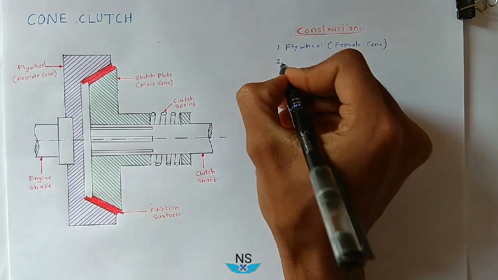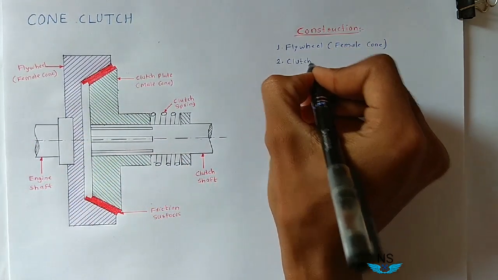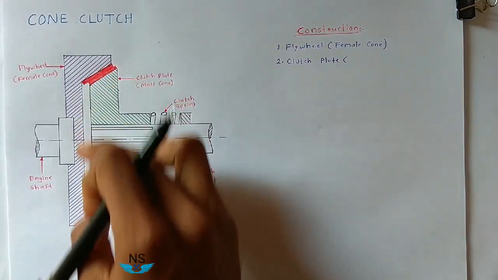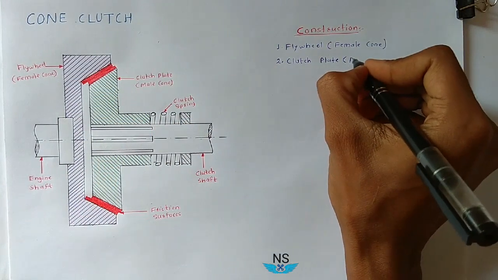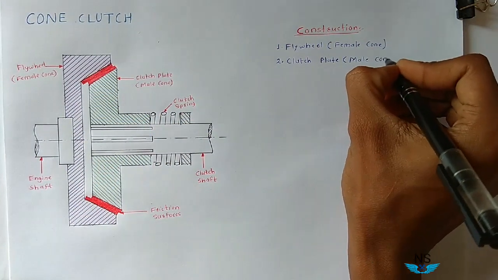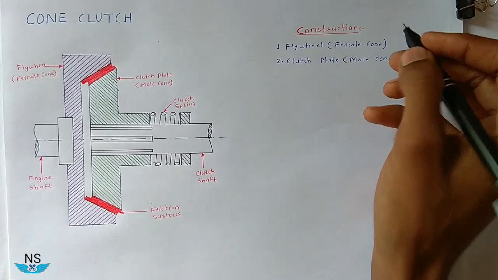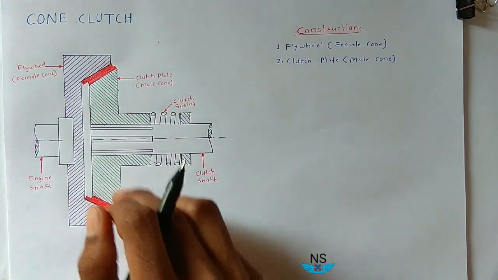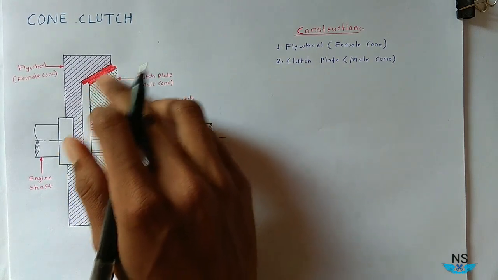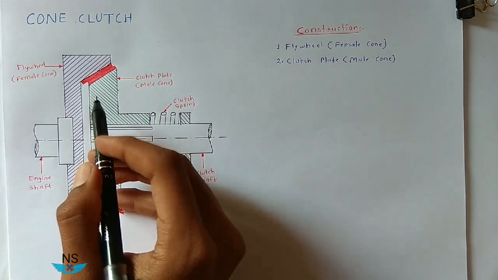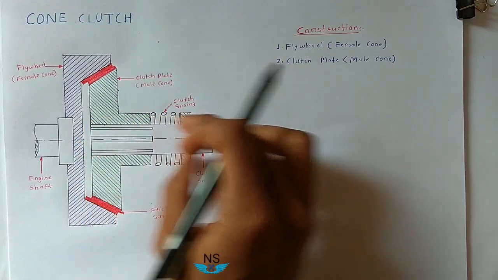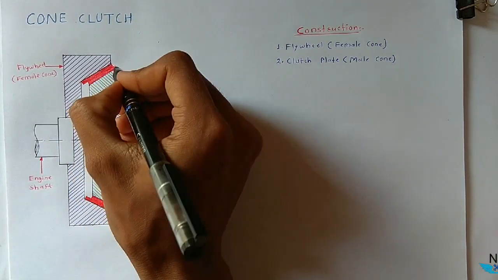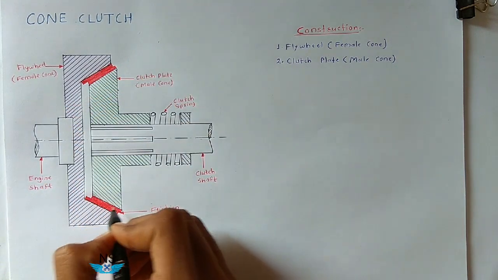Now second one is clutch plate. This is a clutch plate which is also called as male cone. Now, peripheral surface of this clutch plate or male cone is made conical on its outer side, and it is mounted on splined clutch shaft, and it carries a friction material on its outer conical surface.